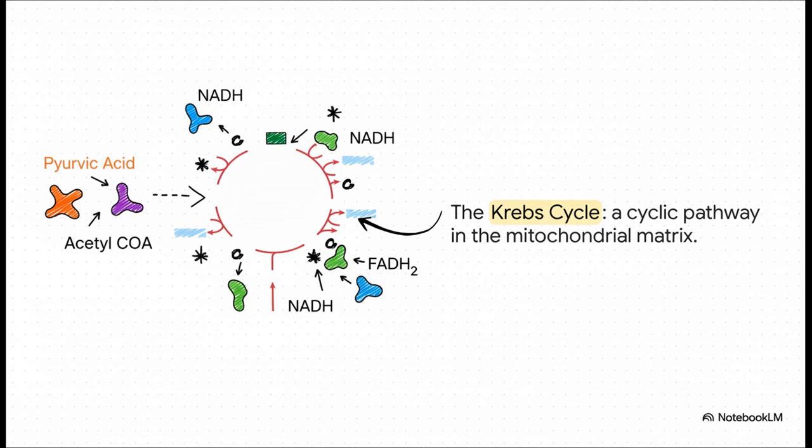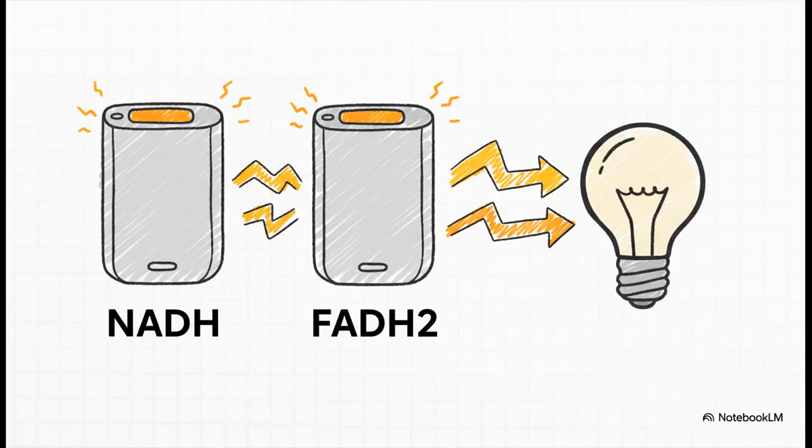And as it does that, it releases carbon dioxide, and more importantly, it loads up a whole bunch of these energy carrier molecules, NADH and FADH2. So, now the cell has collected all these fully charged energy carriers, these NADH and FADH2 molecules. They're like little fully charged power banks.